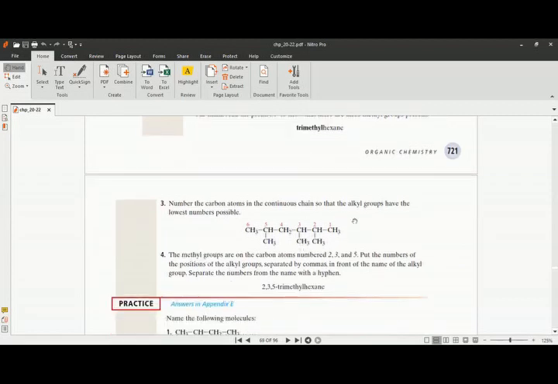So again, here we count the order of carbon atoms along the continuous chain so that the alkyl groups have the lowest numbers possible. So for the lowest numbers, we are going to start from this carbon atom, not from this one, because the other direction would give higher numbers for the alkyl groups.